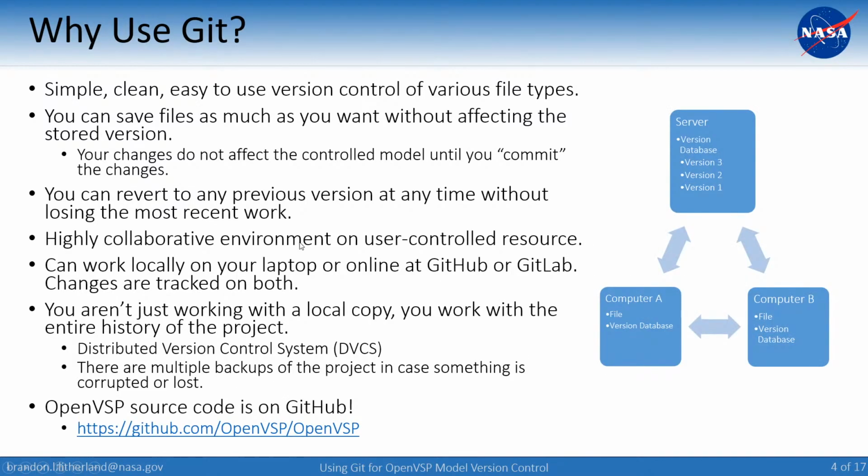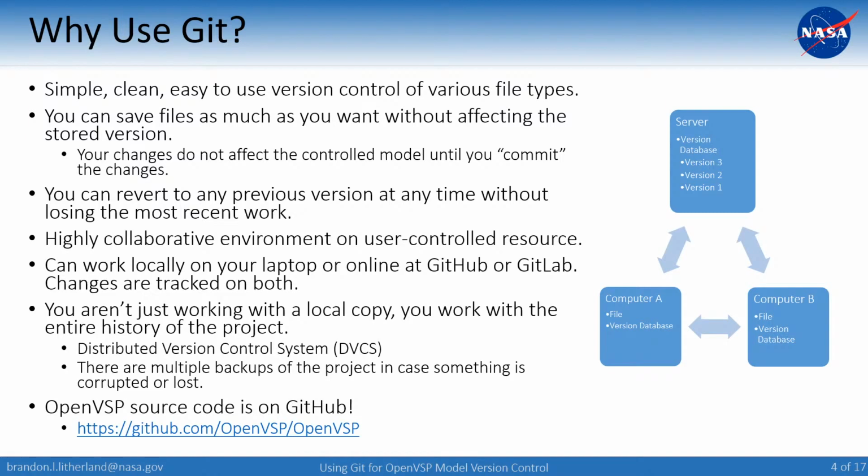So why use Git in particular? It's because it's a simple, clean, and easy to use version control of a variety of file types. And you can save the files as much as you want without affecting the stored version in your file structure. So if you make a change to a VSP model, for example, and you save that, you can always reset all of those changes back to before you did what's called a commit. So you can modify as much as you like without fear of losing your work at any point in the model chain. This is also a highly collaborative environment for user-controlled resources.